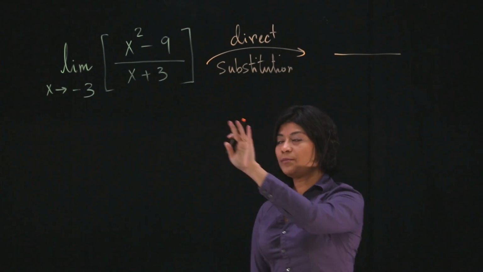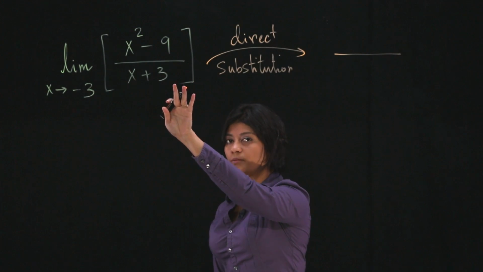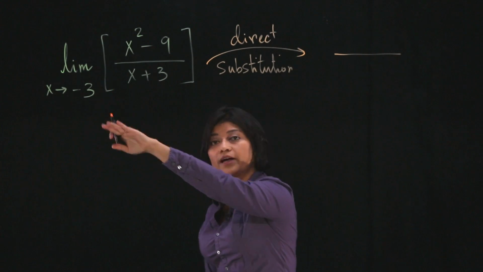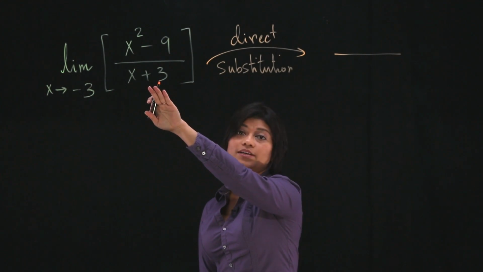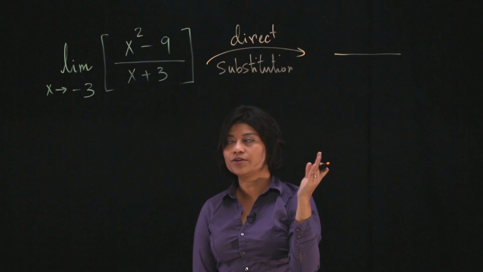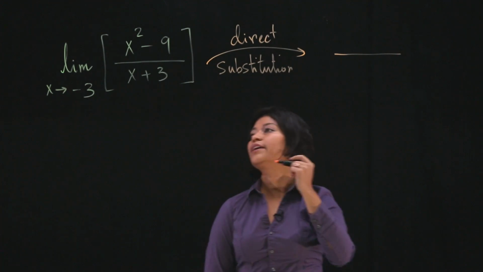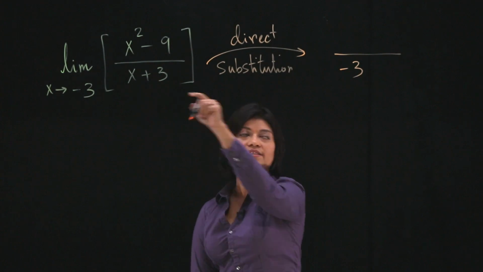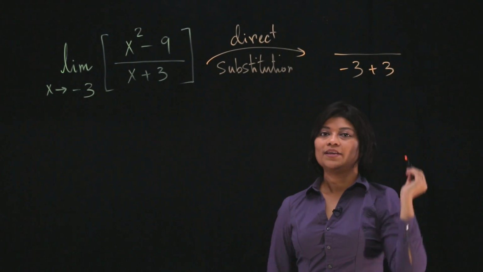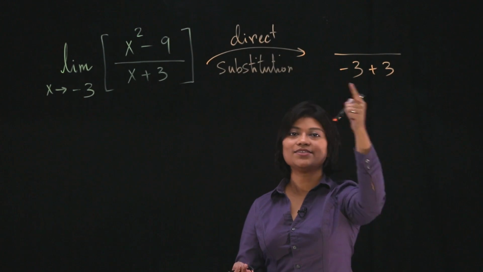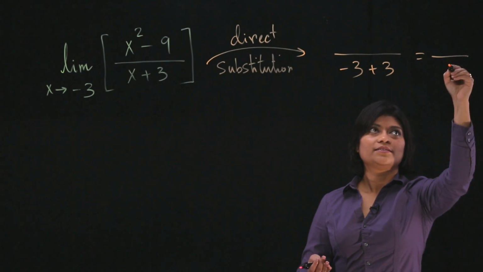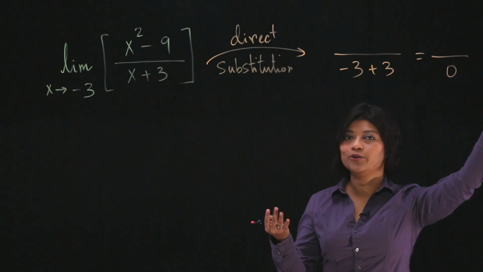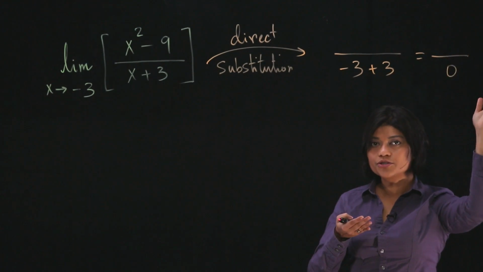Let's first figure out what happens to the denominator, because the problem can arise right there. Since this function has a denominator and you plug in this value, it could be that you get a 0 in the denominator. So let's see what happens. When you plug in -3 for x, you get -3 plus 3. And you notice right away, this is 0, right? Since the denominator is 0, there will be no value by direct substitution.